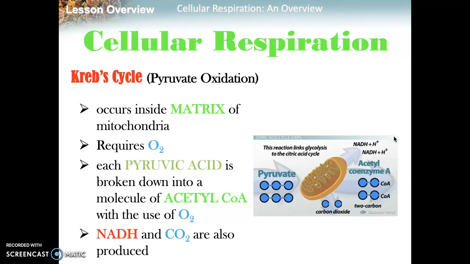So again, we produce another NADH, and we produce a CO2. Now, you have to remember that we have 2 pyruvates. So during this oxidation state, we're going to actually produce 2 NADHs and 2 carbon dioxides, 1 for each pyruvic molecule.